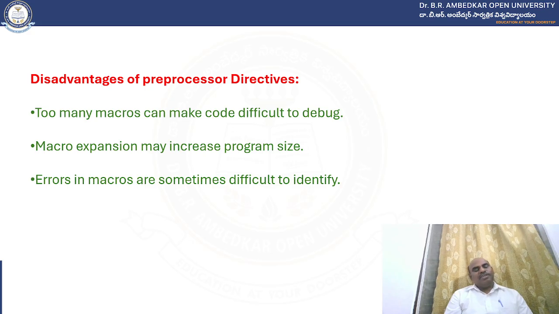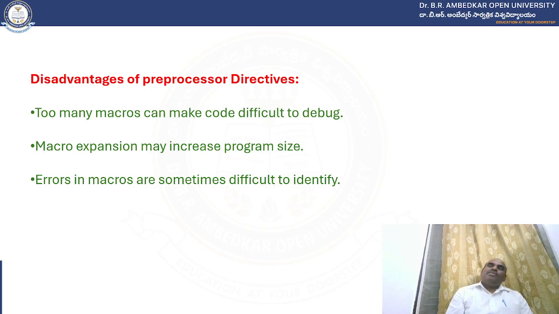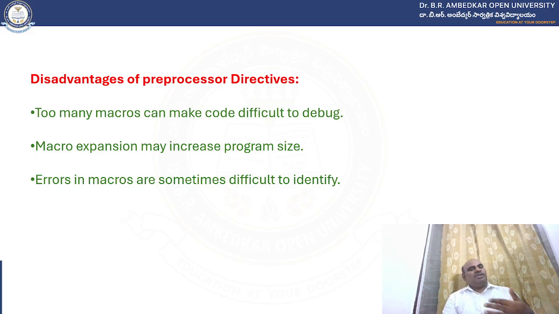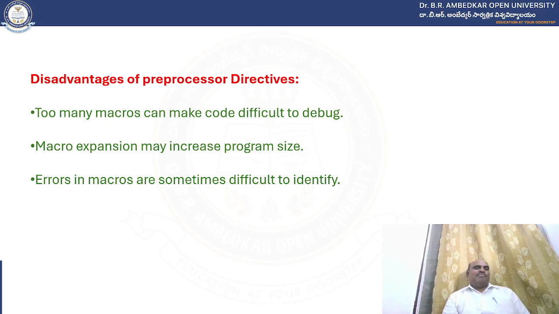So what is the first disadvantage of preprocessor directives? The first disadvantage is that macros can make code difficult to debug. One or two directives are okay, but when too many preprocessor directives, another name macros, are mentioned, it makes debugging difficult.